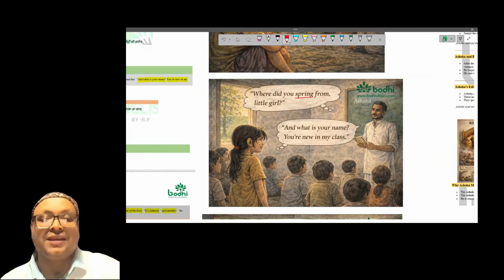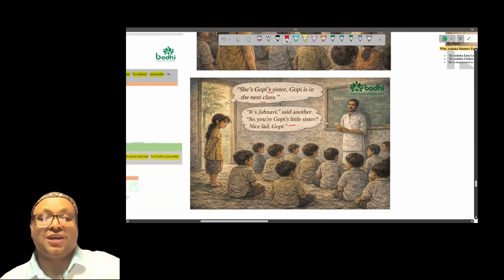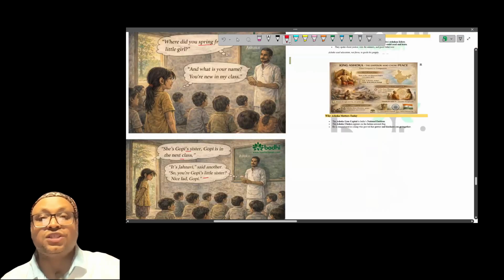"What is your name and detail?" And then Janvi was introduced by others. Gopi's sister. Gopi is in the next class. Gopi is a nice boy, and all these things had happened. So Janvi got introduced to the teacher. But it all depends on the teacher now, what the teacher does.